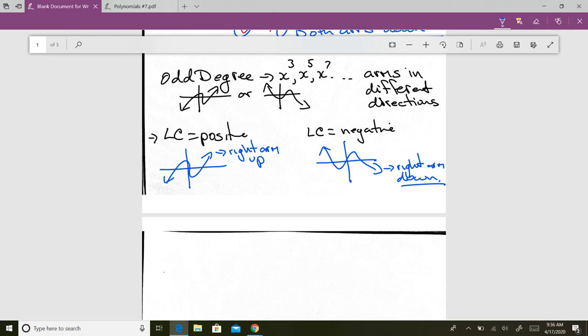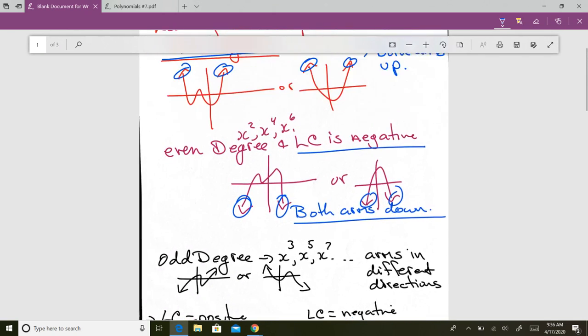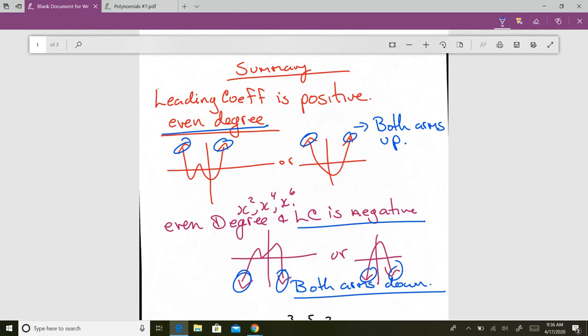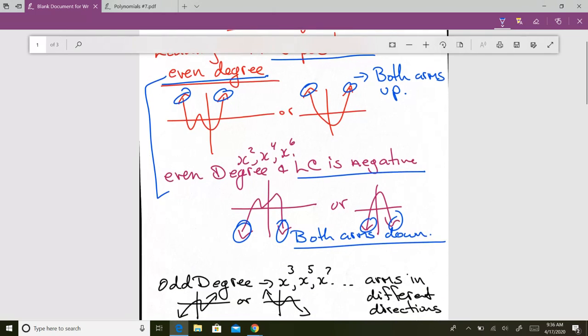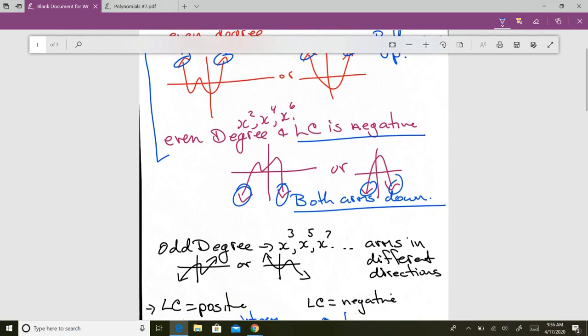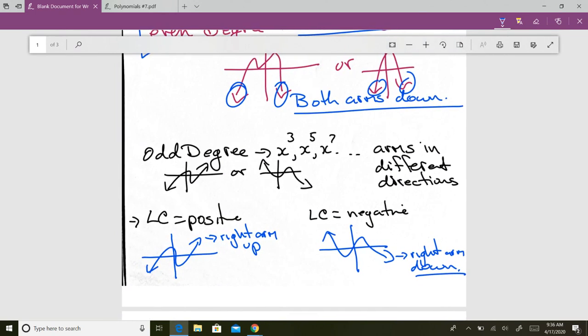That's it. So remember, if you have an even degree function, the arms are in the same direction, either up or down. It will be up if you have a leading coefficient that is positive. It will be down if your leading coefficient is negative. If you have an odd degree, the arms will go in different directions. If the leading coefficient is positive, the right arm is up. And if the leading coefficient is negative, the right arm is down. That is what you need to remember from this lesson.